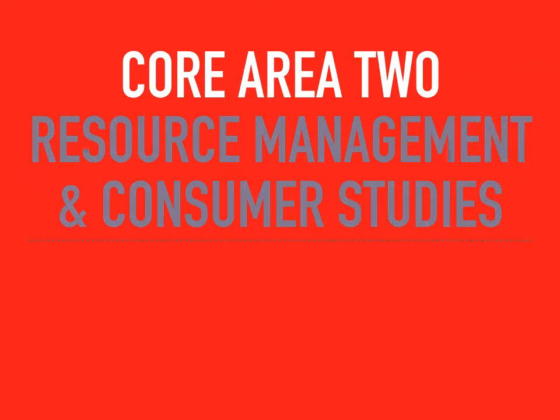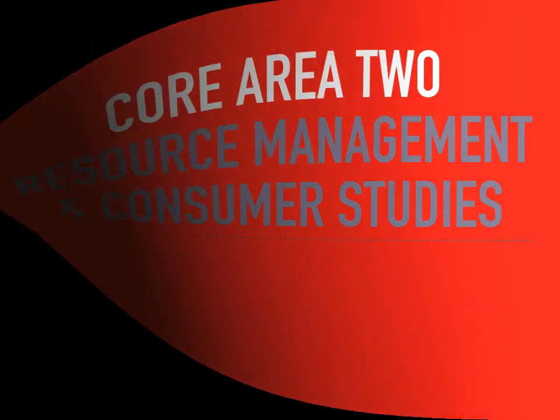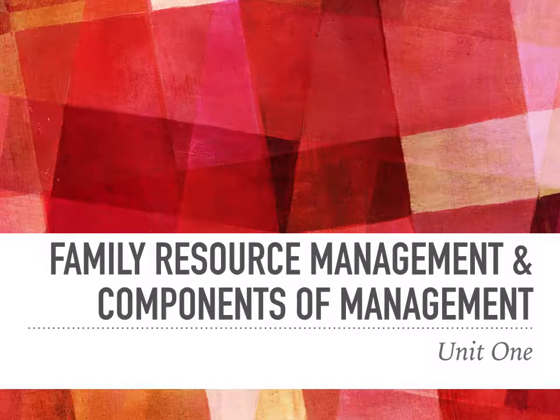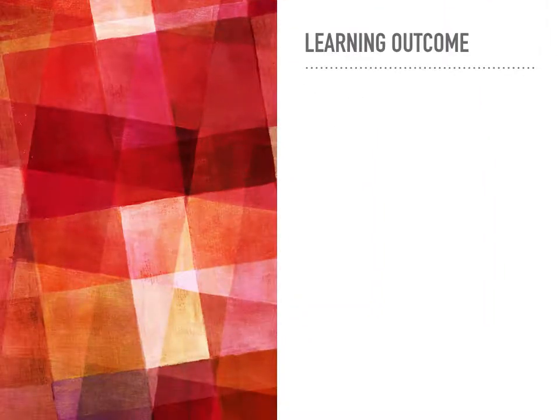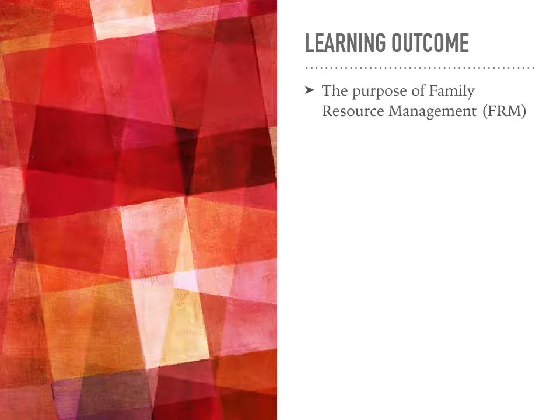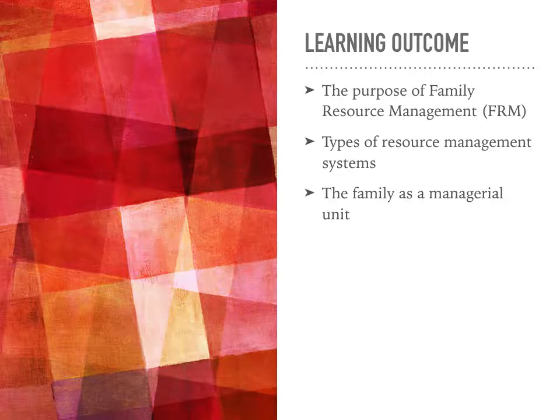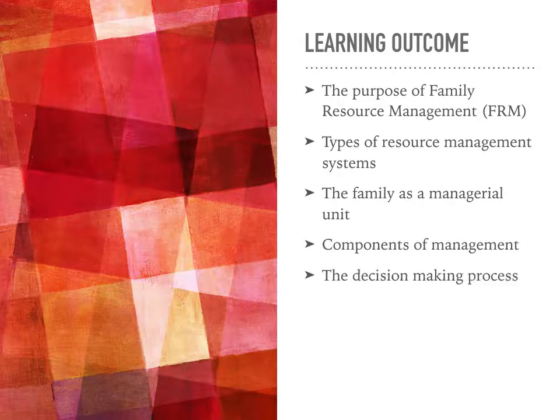Now we're going to look at core area 2, which is resource management and consumer studies. Unit 1 is family resource management and the components of management. Our learning outcomes for this unit are the purpose of family resource management, types of resource management systems, the family as a managerial unit, the components of management, the decision-making process, and factors that affect management.